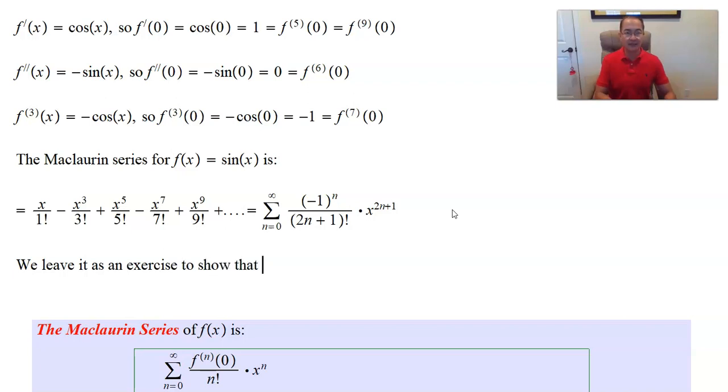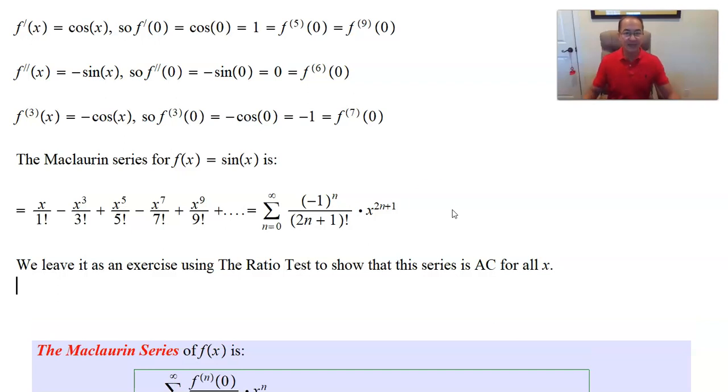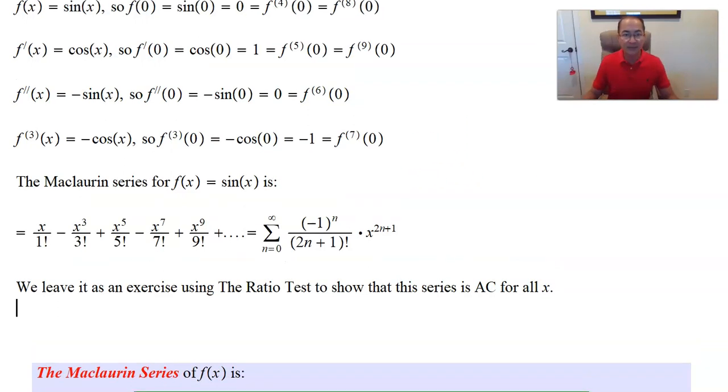We leave it as an exercise to show, using the ratio test, that this series is absolutely convergent for all x, all real numbers x. Excellent.